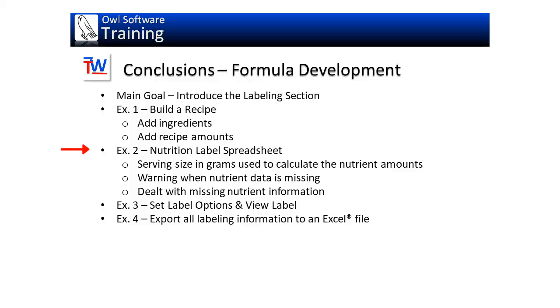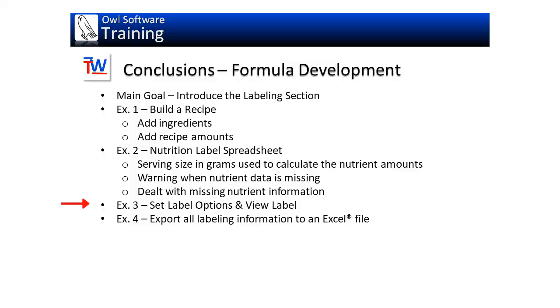In the second exercise, we learned that the serving size in grams is always used to calculate the nutrient amounts. All other serving information is provided to assist the consumer in understanding the label. We reviewed the nutrition label spreadsheet and learned that TechWizard warns us when nutrient data is missing. We reviewed the ingredients and dealt with missing nutrient information.